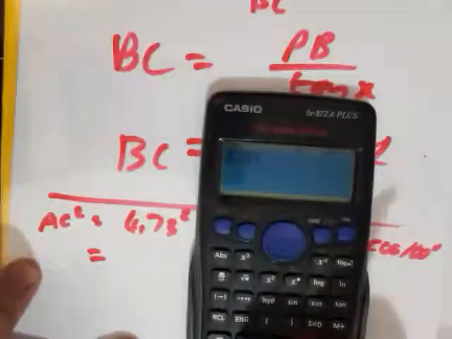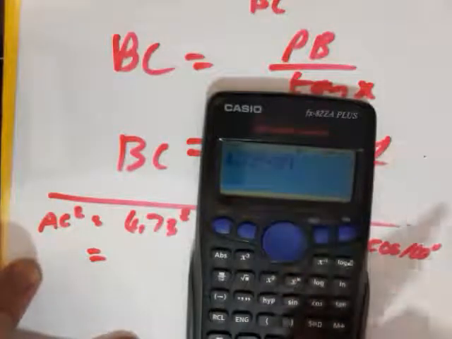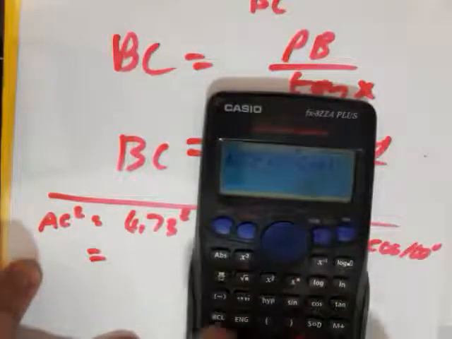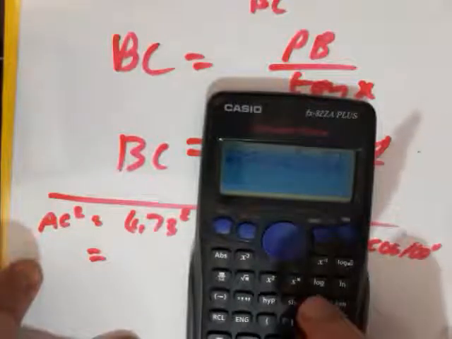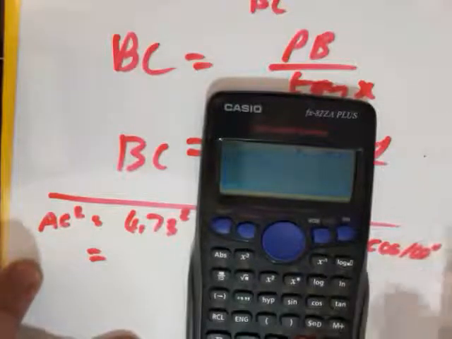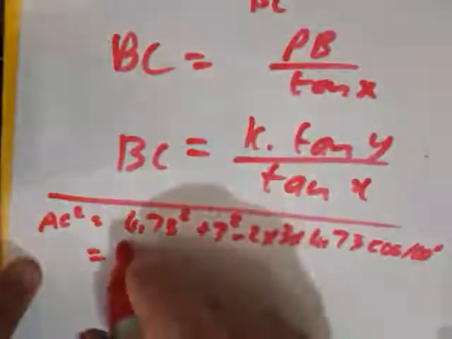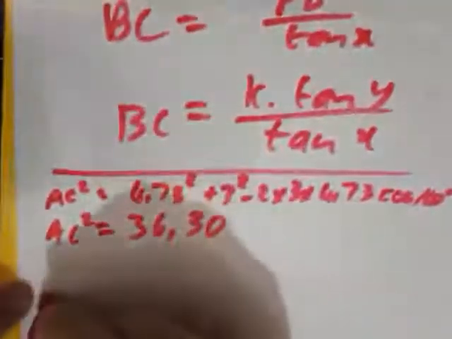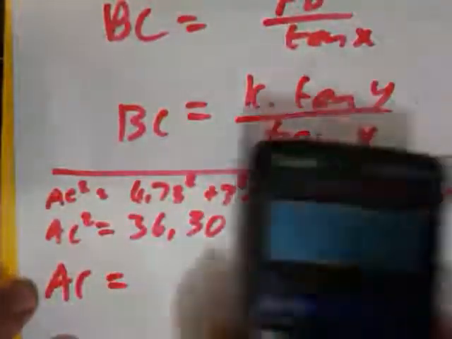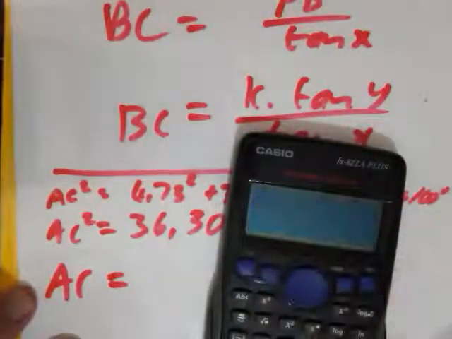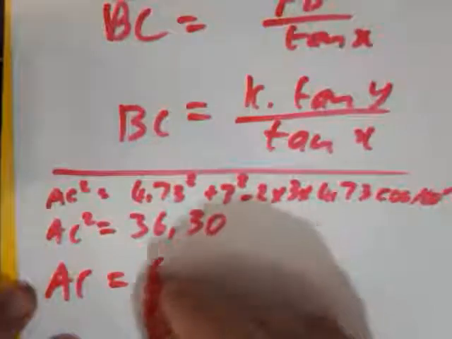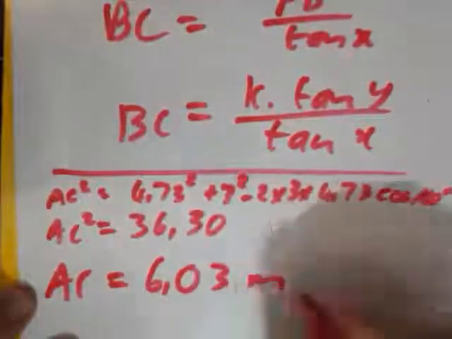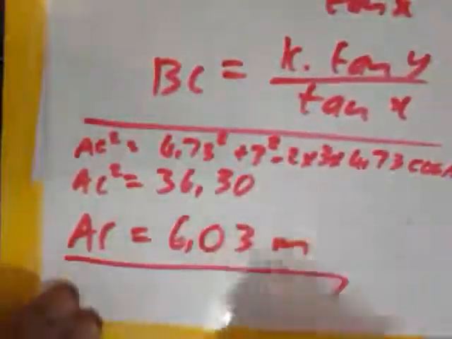And we just put that into the calculator. So 4.73 squared plus 3 squared minus 2 times 4.73 times 3 times cos of 100 degrees, which is 36,30, which is slightly more than 36. So we expect AC to be just more than 6. So square root of our answer is just 6,03 meters. Okay, and there we finished the questions.